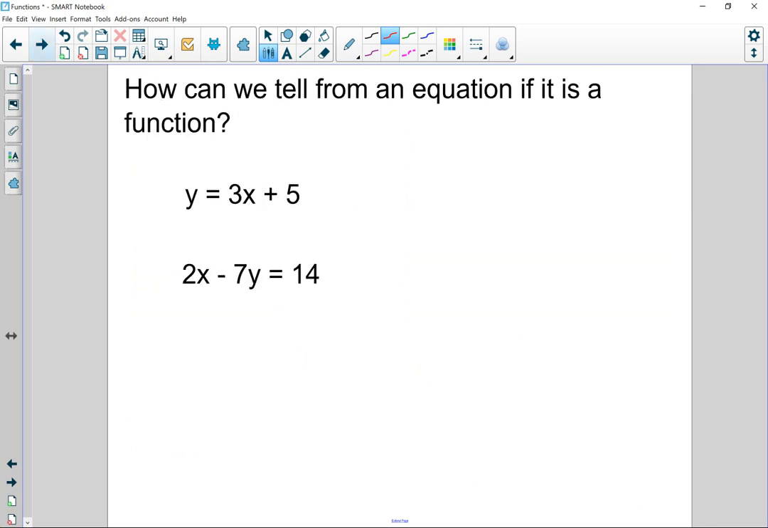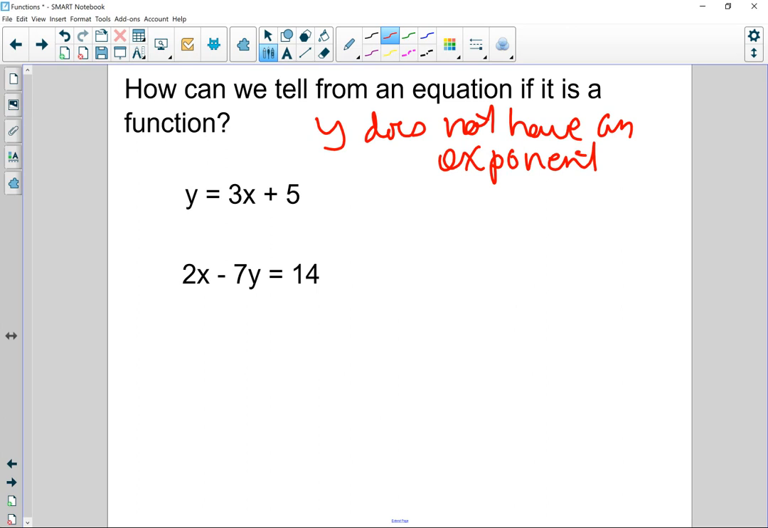Well, what about with an equation? These are equations. Here's how you're going to be able to tell with equations. Y does not have an exponent. So if y does not have an exponent, then it's a function. So y, there's no exponent listed, is there? So that's a function. And our reason we know something is a function is always every input has one output.